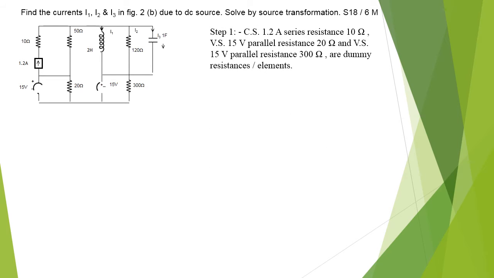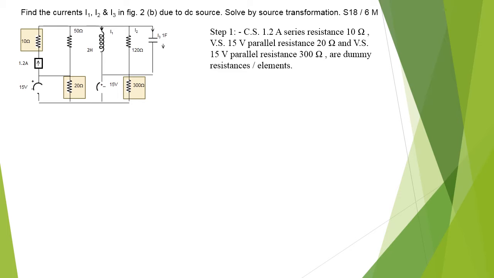Take the solution in steps. Step number 1. We have a current source of 1.2 ampere whose internal resistance is 10 ohms, but generally for a current source the internal resistance must be connected in parallel, while in this case it is connected in series. Voltage sources always have an internal resistance connected in series, whereas here there are two voltage sources of 15 volt whose resistances of 20 ohm and 300 ohm are connected in parallel. As per the rule, these three resistances are dummy elements, as they are not the internal resistance of the respective current source or voltage sources. So neglect those three resistances.